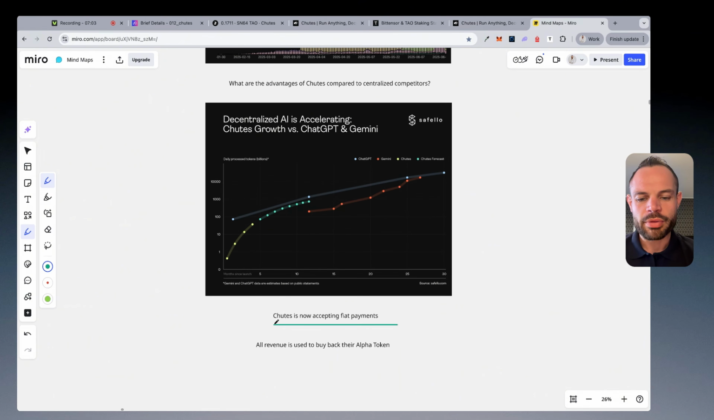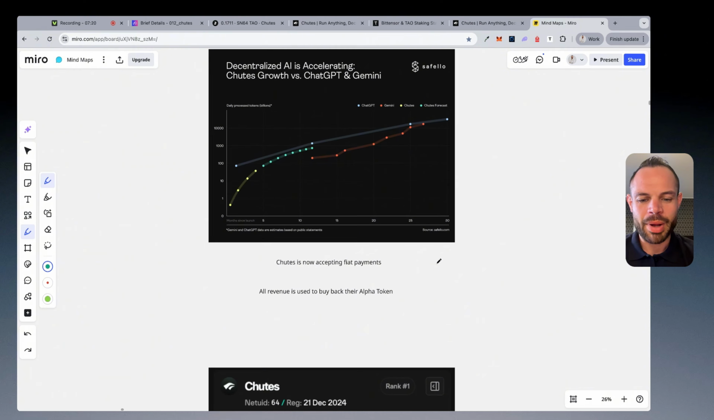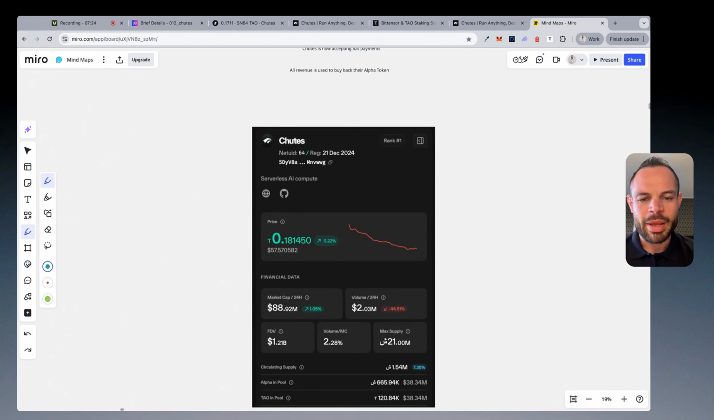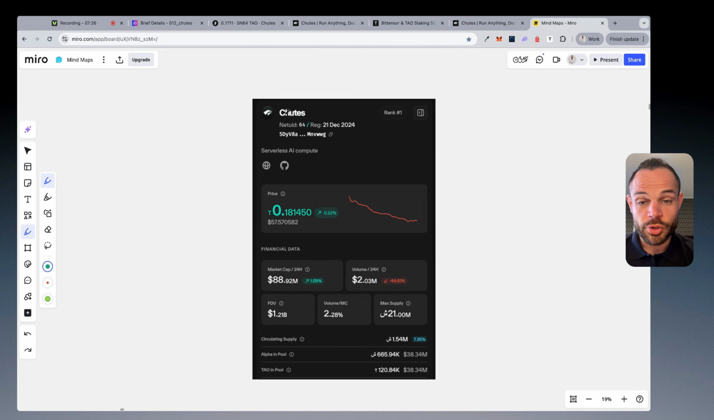All the revenue that Chutes are generating from those fiat payments is going back in to buy back their alpha token, the Chutes subnet alpha token that I was mentioning, and that's going to help continue to not have so much token dilution on the market because they're using any revenue to buy up their alpha token. I will jump in a future video to talk about my price prediction for Chutes specifically.